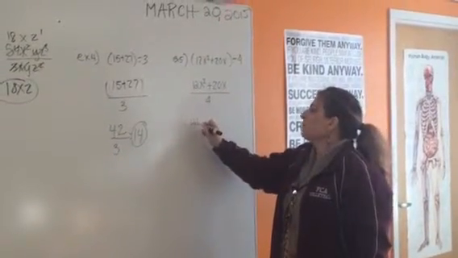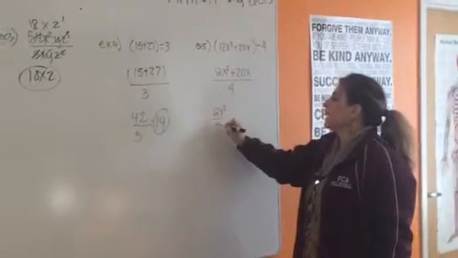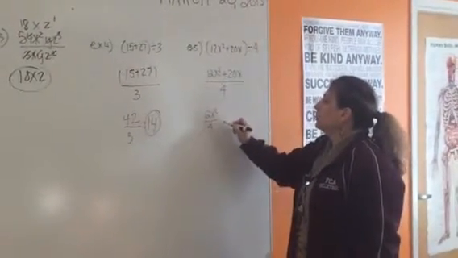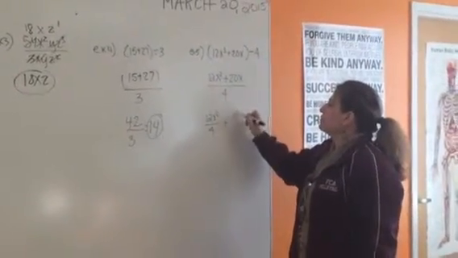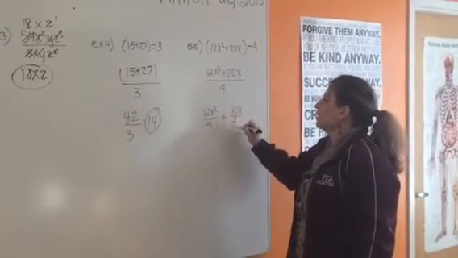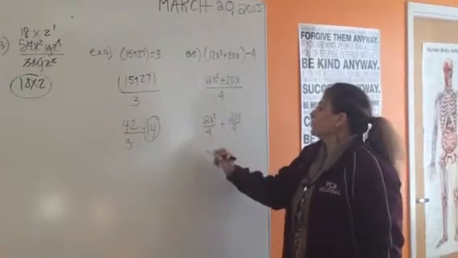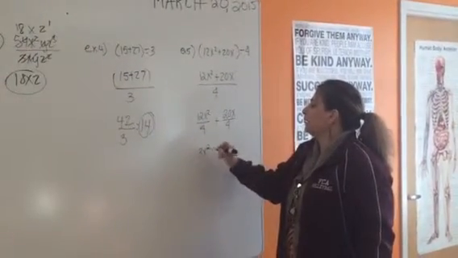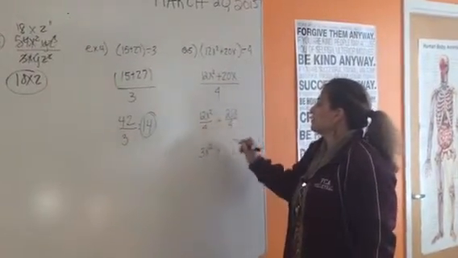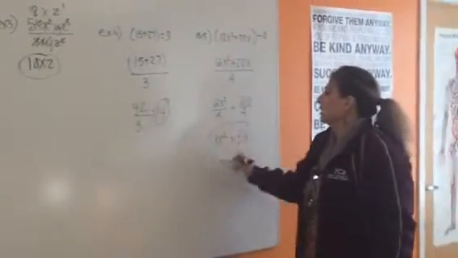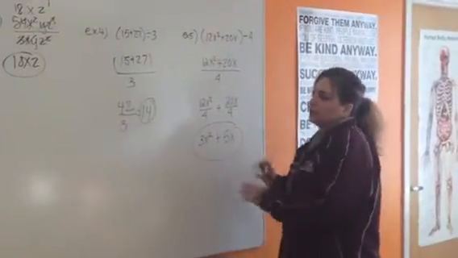So I'm going to do 12x squared, and I'm going to put that over the denominator. I'm going to put the plus sign, and then I'm going to do 20x over the denominator. So I just broke it into 2. 4 goes into 12, 3x squared. Plus 4 goes into 20x, 5x, and that is your answer. So you have to do it individually.